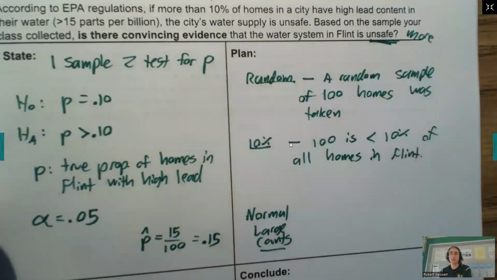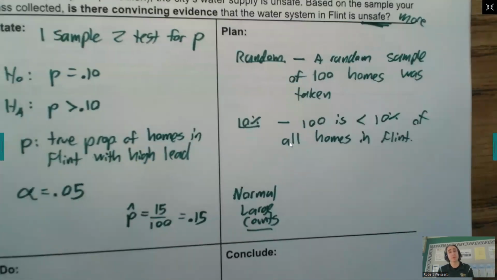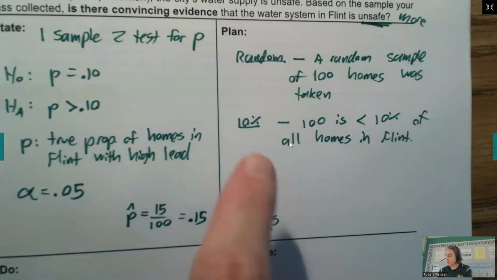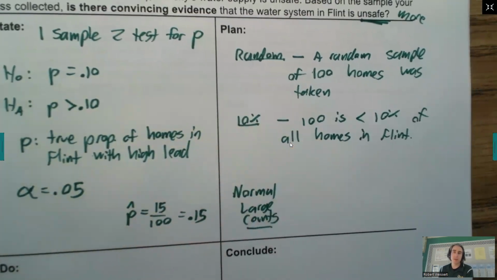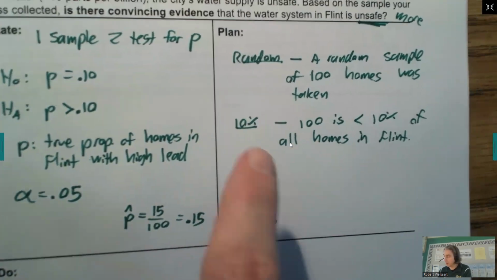We don't need to necessarily do the 10% condition if it's an experiment and you're just separating volunteers out. But if you're sampling from a larger population, you want to make sure you're using that rule, because the value of the probability of selecting without replacement could change if your selection is larger than 10% of your population.